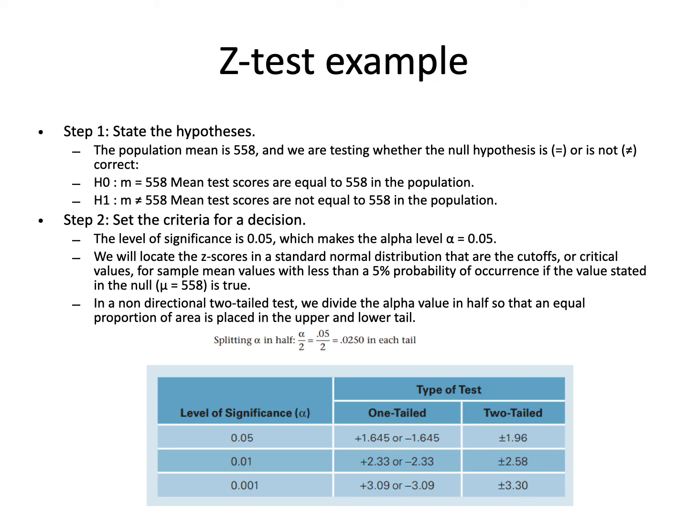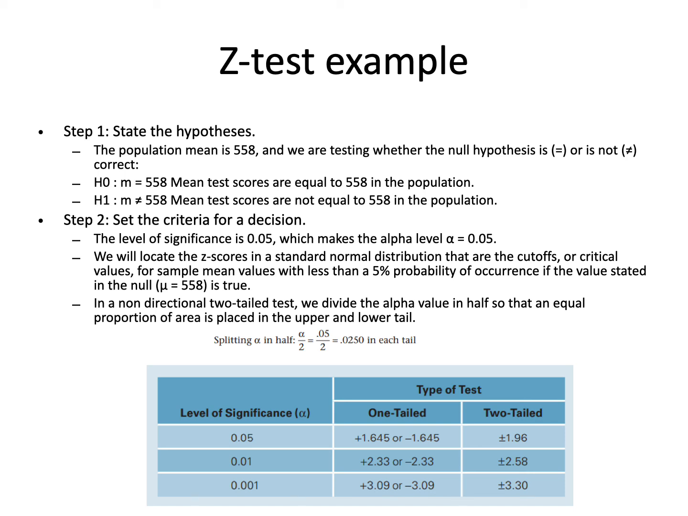Next we set the criteria, and here we set the level of significance to 0.05, which means the alpha level is equal to 0.05. Now we will locate the z scores in the standard normal distribution that are cutoffs or critical values, for sample mean values that have less than 5% probability of occurrence if the value stated in the null hypothesis, 558, is true.